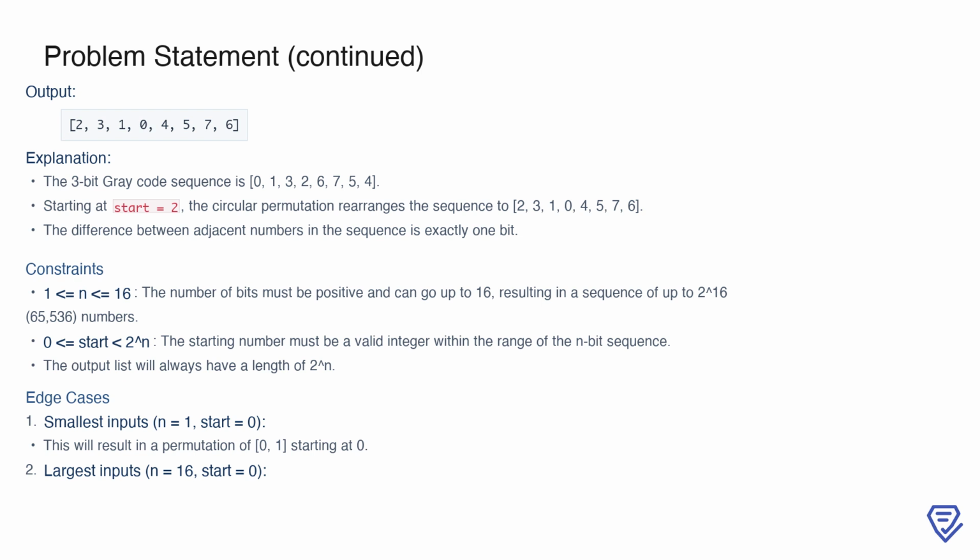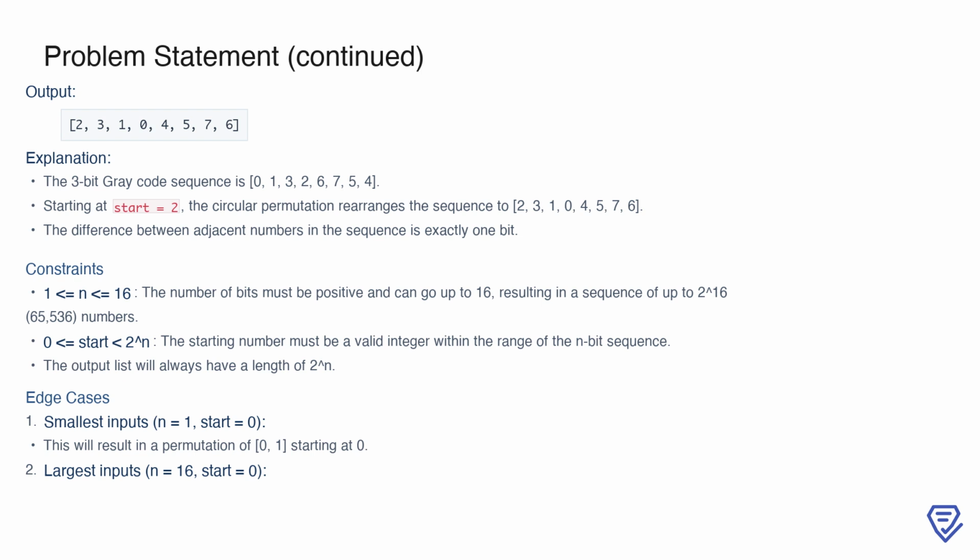When n equals 3, the gray code sequence is 0, 1, 3, 2, 6, 7, 5, 4. Starting from start equals 2, we rearrange the sequence to 2, 3, 1, 0, 4, 5, 7, 6. Again, notice that each adjacent pair of numbers in this sequence differs by exactly 1 bit. For instance, the binary representation of 2 is 010, and 3 is 011, they differ by 1 bit. This property holds true throughout the entire sequence.